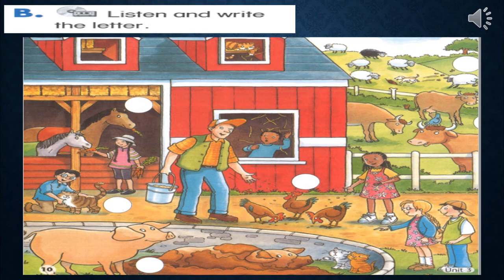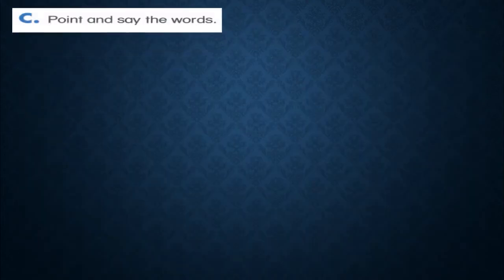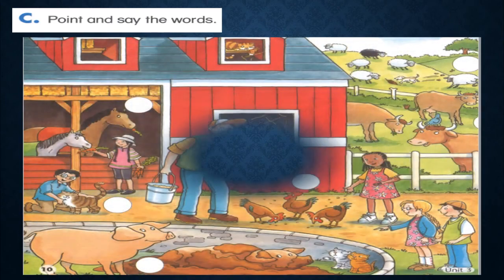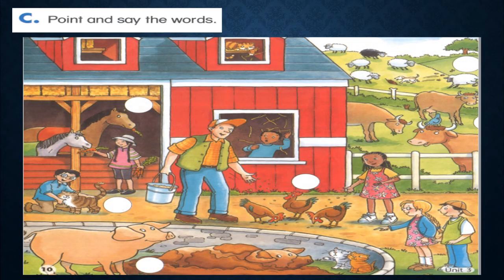Okay, finish. Okay, now start section C. C, point and say the word. I have the picture and I want you to point and say the word with your partner, with your friends, okay? One minute. Okay, finish. Now start section D.